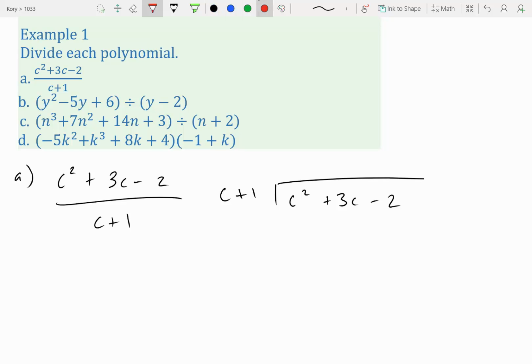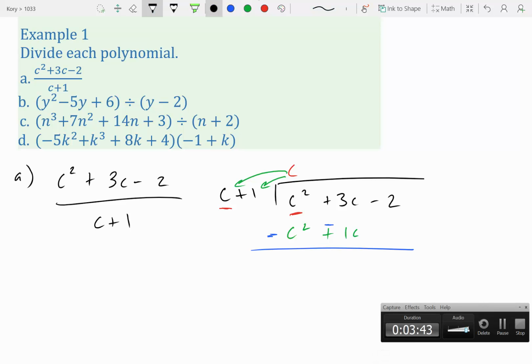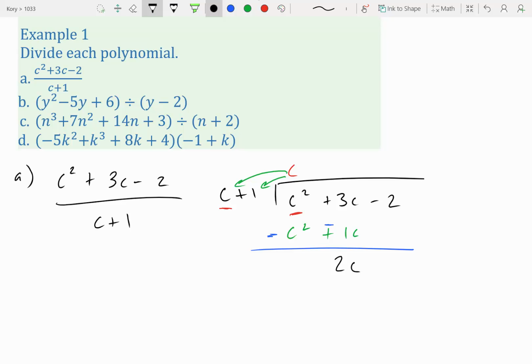So now, how do we make c be c squared? Well, we multiply by c. That gives us c squared. So we multiply it back out. We do c times c is c squared. C times 1 is 1c. Now we change the signs. Positive becomes negative. Positive becomes negative. The first one will always cancel out. Then we have 3c minus 1c to get positive 2c. And then we do nothing to the negative 2, so we just bring it down, negative 2.